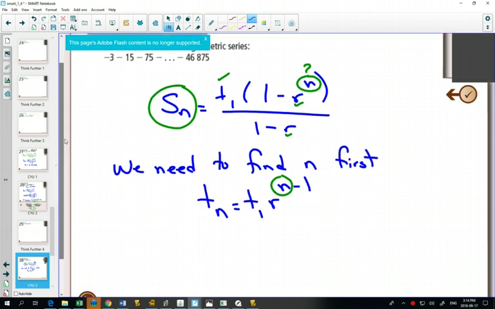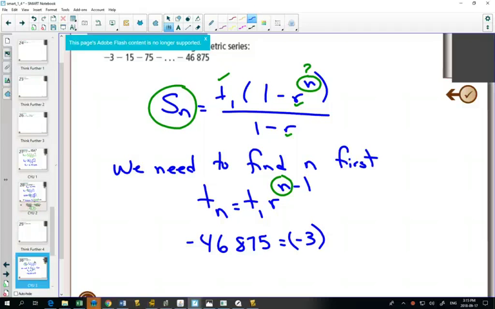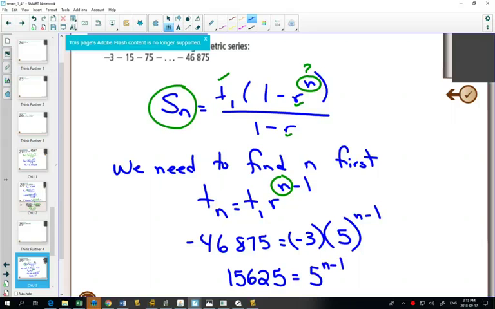I can plug in -46,875. That's my last term. -3, that's my first term. I'm multiplying by 5. That's r to the n minus 1. 46,875 divided by 3. So I divided both sides by -3. And we get to this point.